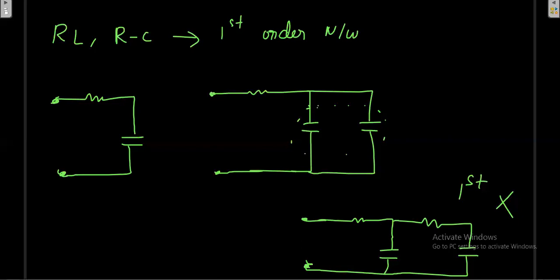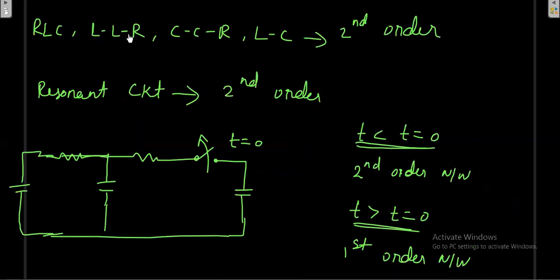So when you have RLC or LLR or CCR or LC network, there is a possibility that second order is possible. But in case of LLR, if L and L are either in parallel or series, then it goes to first order. When you are not able to make the equivalent, then it comes under second order. In general, the resonant circuit is a second order network because it consists of both an inductor and a capacitor. And again, in some cases, the order of the network may be different before switching and after switching.